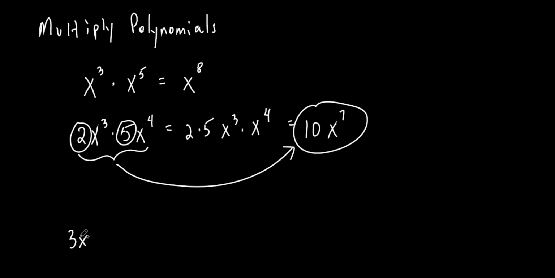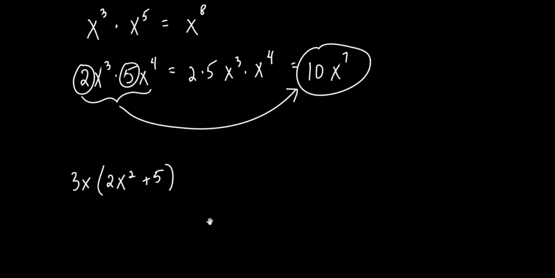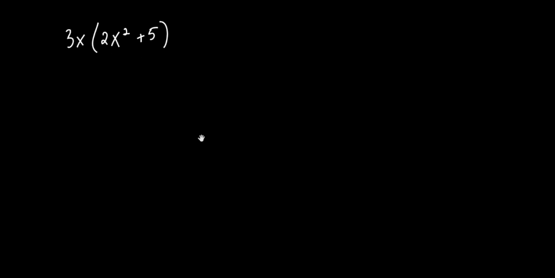We got 3x times 2x squared plus 5. Now, we mentioned this word a few minutes ago. What's that word we mentioned that we're going to use right here? Distributive property. That's right, because that 3x is not just being multiplied by the 2x squared. It's multiplied by everything in the parentheses. So we do a thing called distribute. We multiply this thing by both terms. We multiply it by the 2x squared, and then we multiply it by the 5.